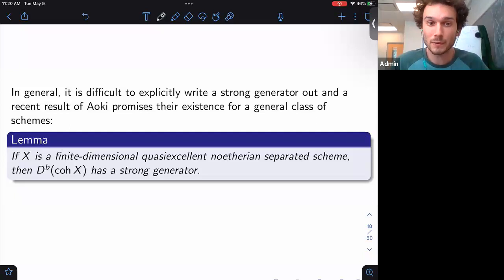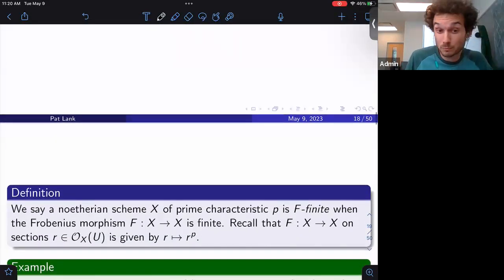But a recent result by Aoki says for a nice class of schemes, we actually know that strong generators exist. So if I have a finite dimensional, quasi-excellent noetherian separated scheme, then D^b coh admits strong generators. Most geometric examples, for instance, varieties and such, satisfy these types of properties. Quasi-excellence is a very general situation to be in, but we at least know that these schemes will have strong generators. So the next question is, well, what do they look like? How do I actually write them down? And that's where we end up coming in.